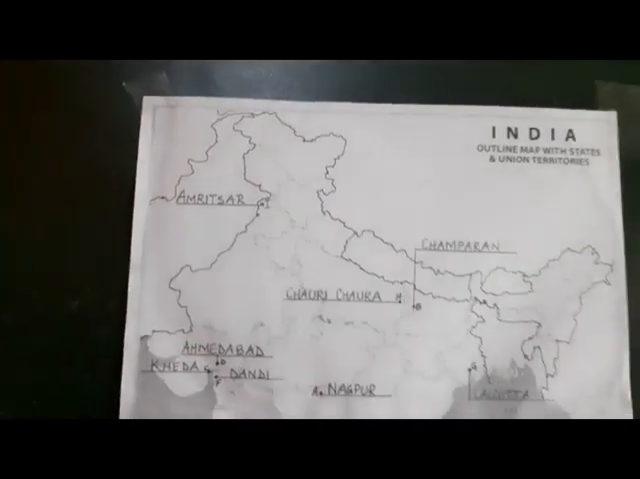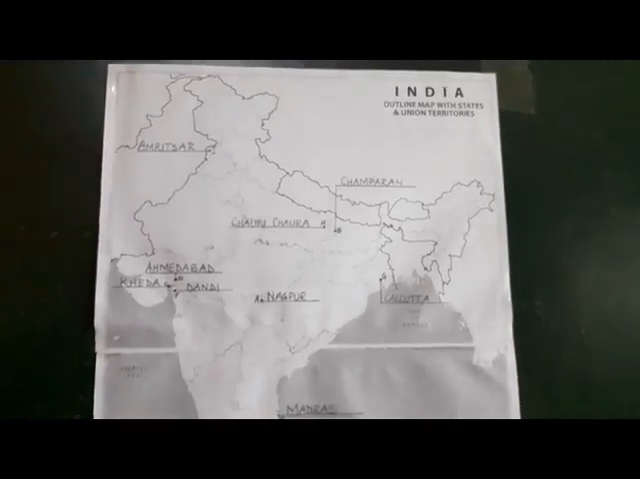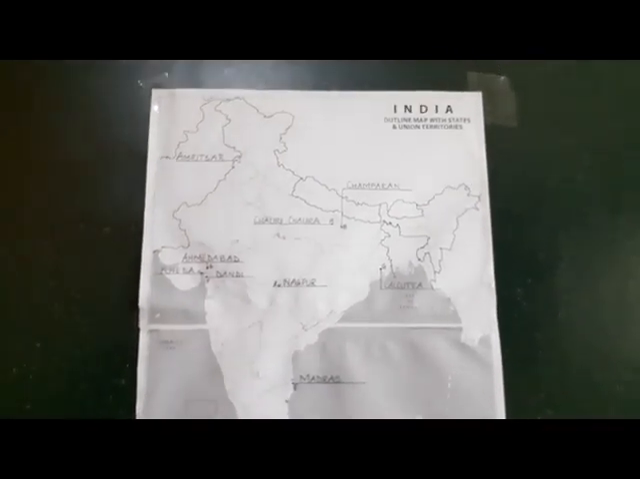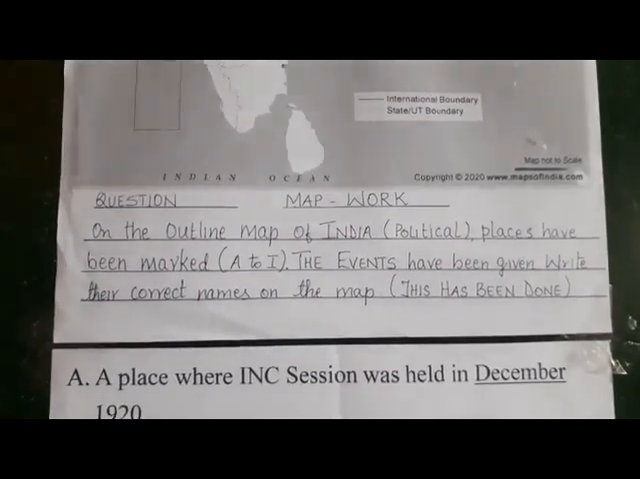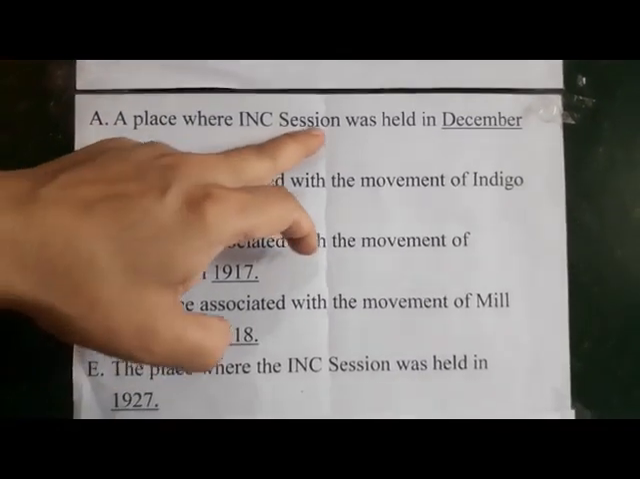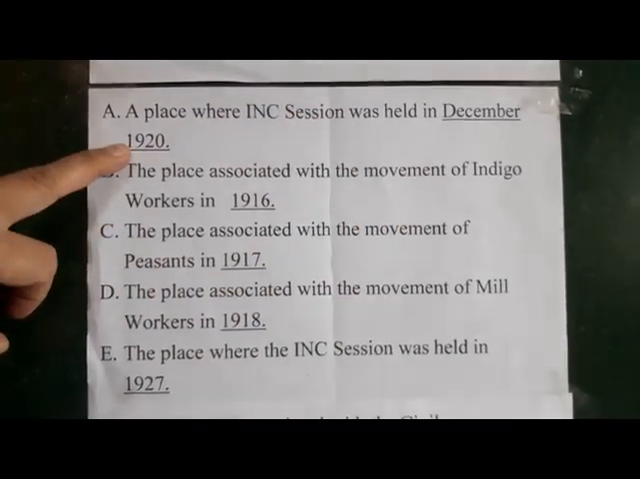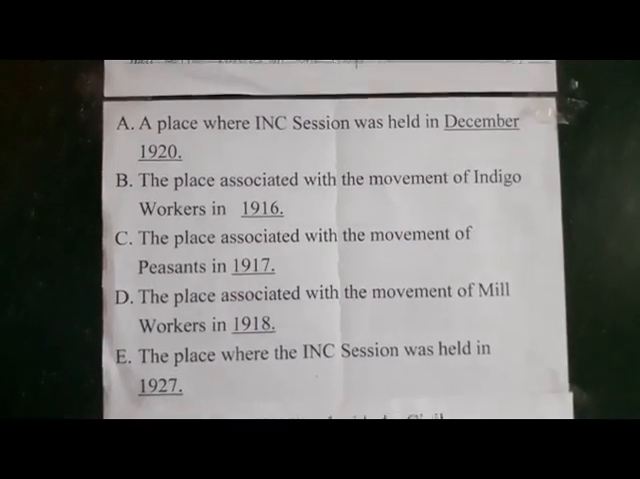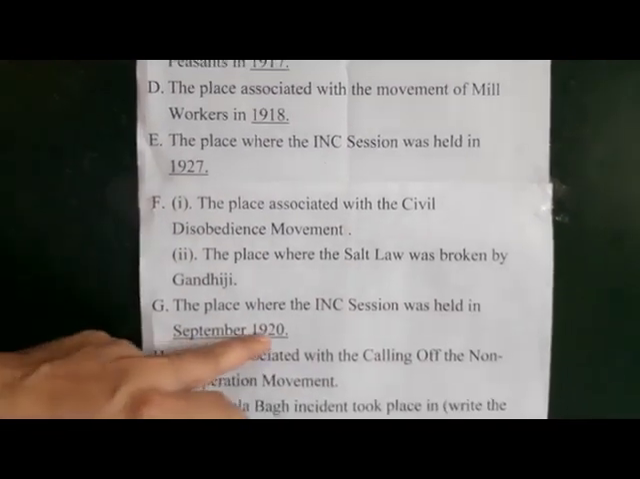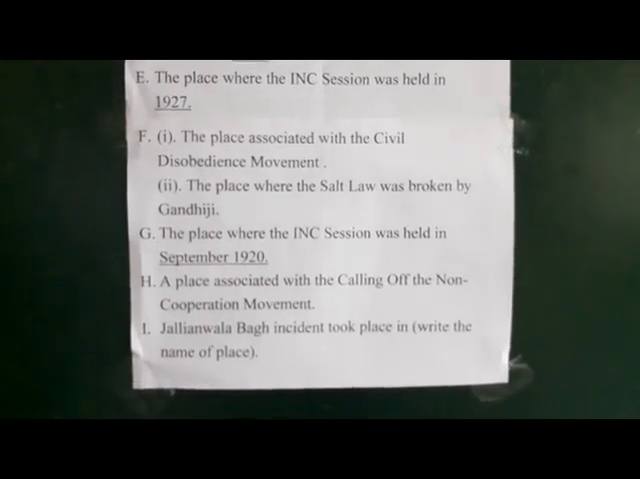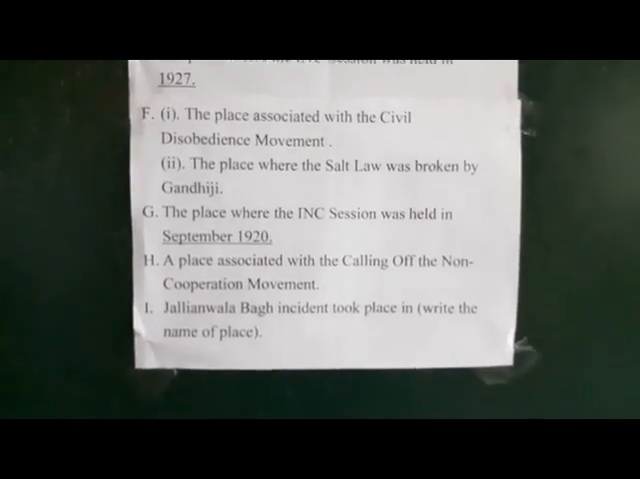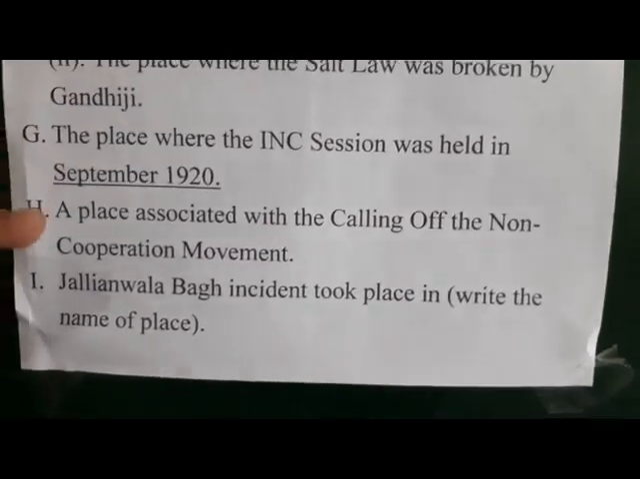So this is how you have to do your map work. Boys and girls of class 10, 3 marks are in your hand. If you do this map work properly, from here 3 are sure to come. The most common one, if you find out from any sample paper, you will get either a place where INC session was held in December 1920, or the place where the INC session was held in September 1920. These two are very common in most sample papers. The rest you have to practice.